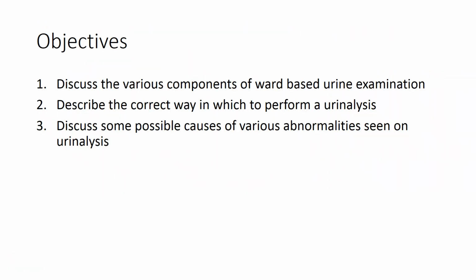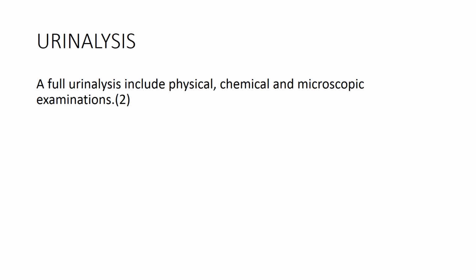So the objectives of this brief talk are to look at what constitutes urine examination, and then we'll look at the correct way in which to do a urinalysis, and then discuss some of the possible causes of abnormalities seen on urinalysis. A full urinalysis would include physical examination of the specimen, carrying out some chemical tests on the specimen, and then finally looking at the specimen under microscopic examination.